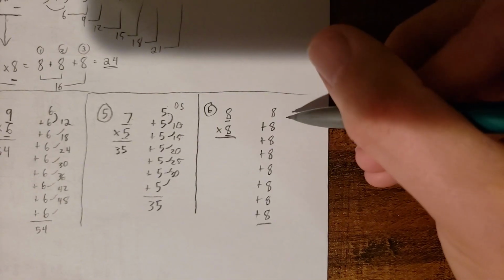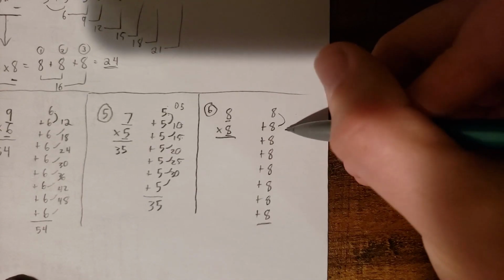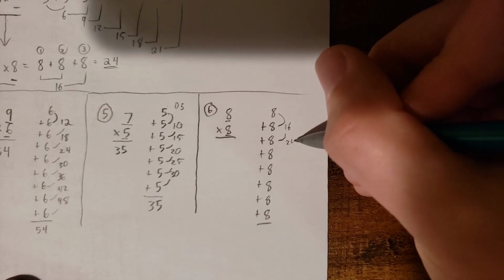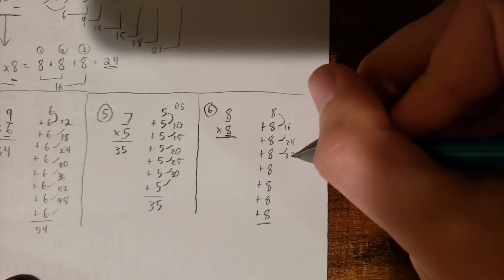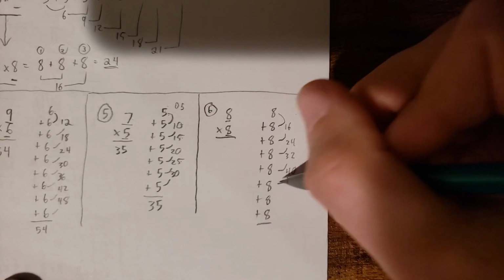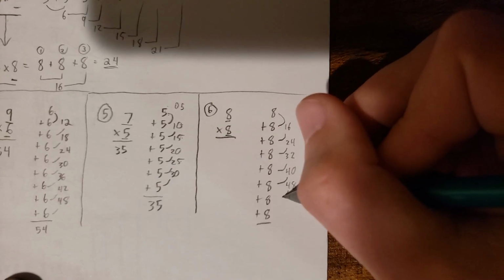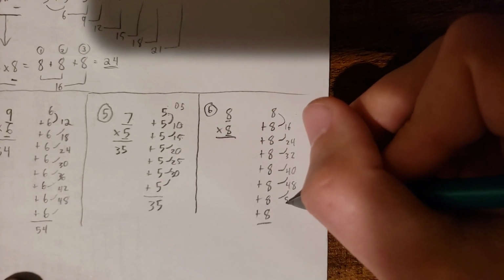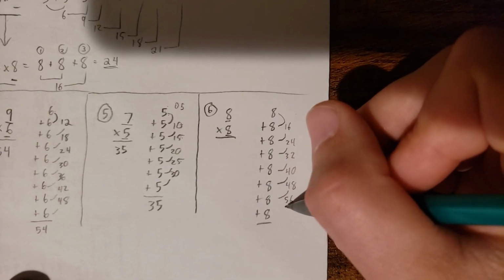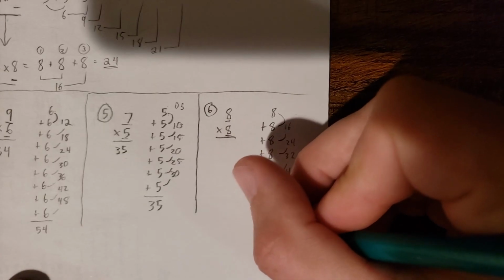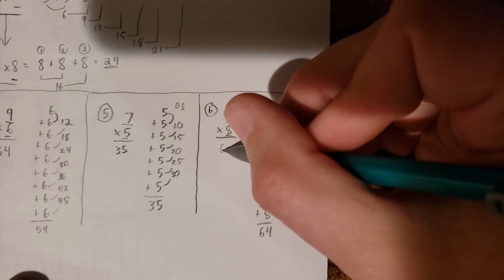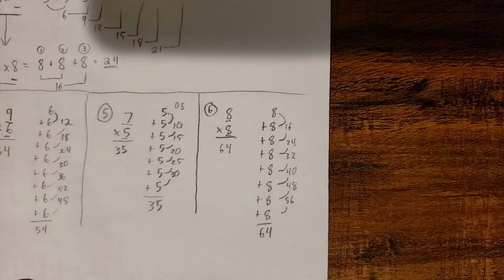Go ahead and do the addition on that. 8 plus 8 is 16. 16 plus 8 is 24. 24 plus 8 is 32. 32 plus 8 is 40. 40 plus 8 is 48. 48 plus 8 is 56. And 56 plus 8 is 64. So 8 times 8 is 64.